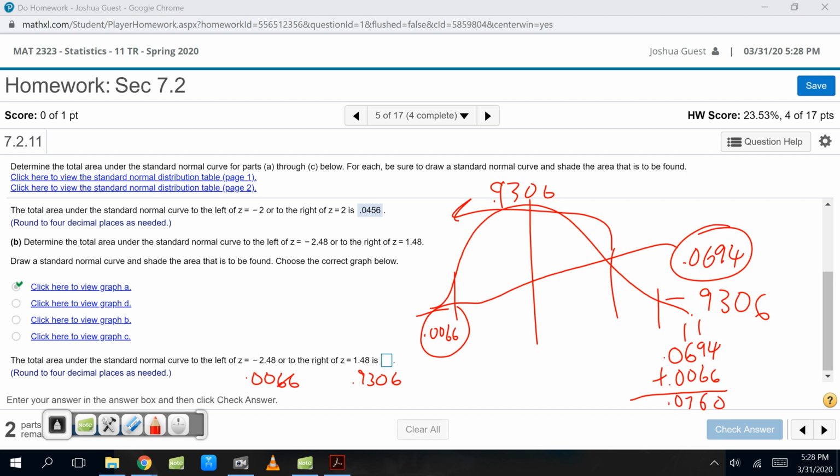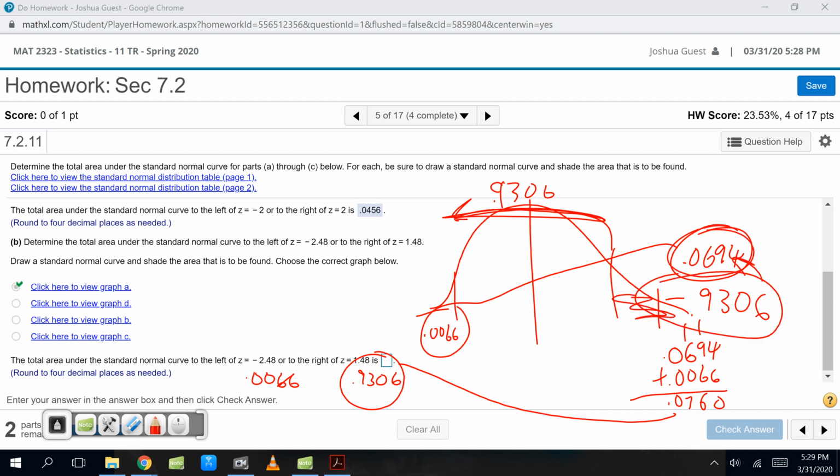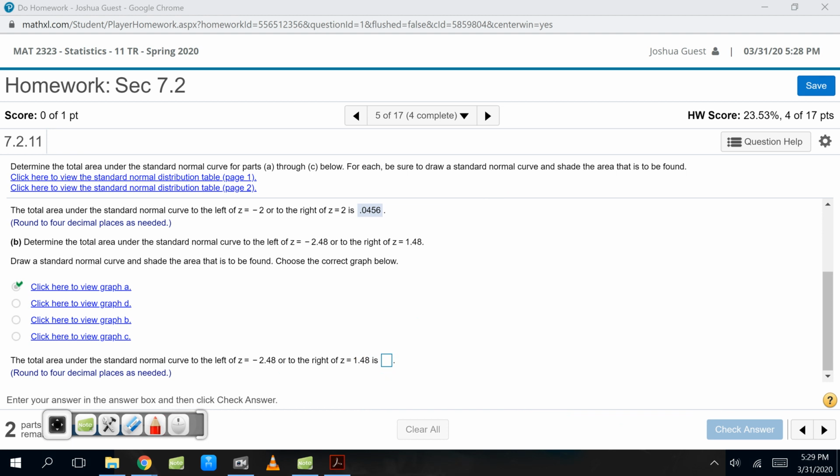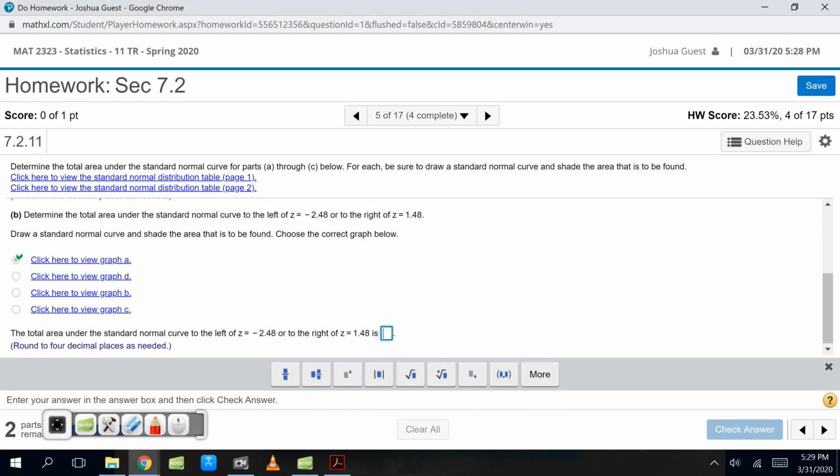So 0.0760. That number there goes in here, okay? Because this number was to the left of this one, so I had to do 1 minus it to get this number. And then I had to take this area over here and add it to this little area over here. And that's what I did right here to get 0.0760.